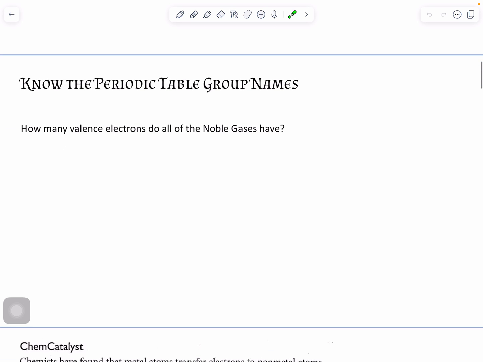How many valence electrons do all of the noble gases have? Hopefully you remembered, they have 8 valence electrons in their outer shell.